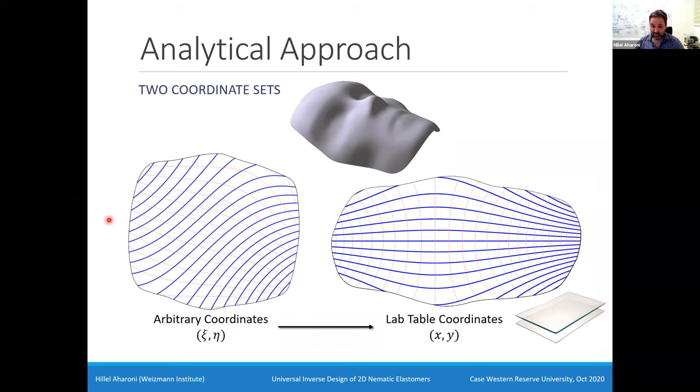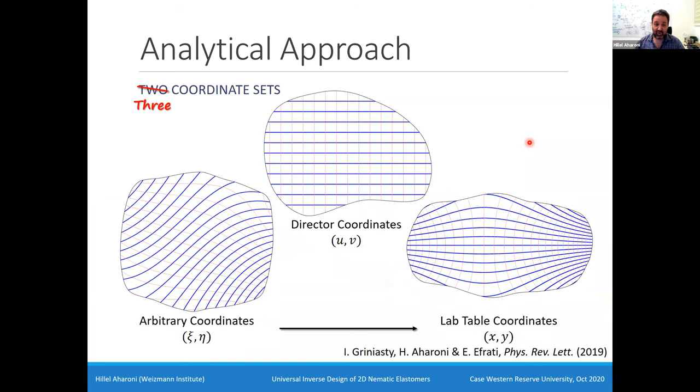And now the trick here of the analytical approach is to introduce a third coordinate system. Not surprisingly, the third coordinate system will be just based on those integral lines. So I'm just going to use this grid of integral lines of the director and the perpendicular director as my new coordinates U and V. Okay, so in the coordinates U and V, the director is also always pointing in the U direction. So it's kind of boring.